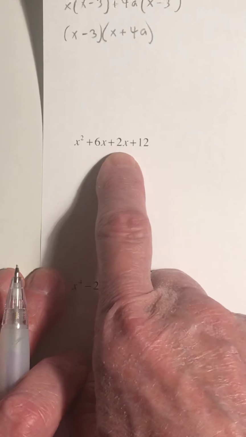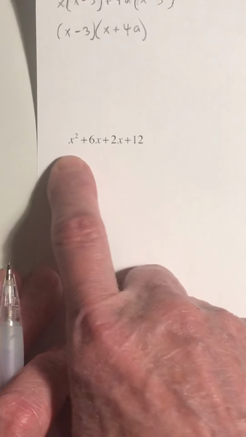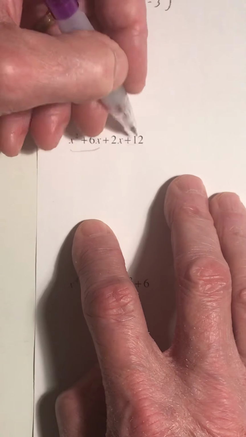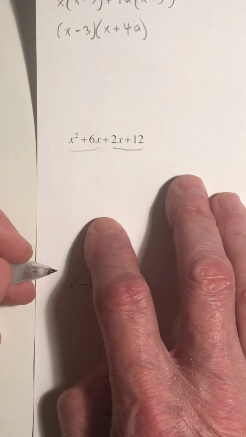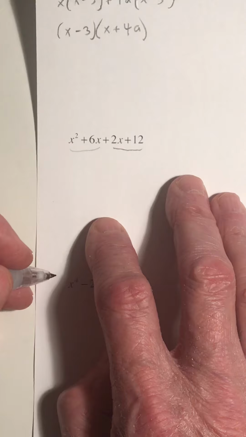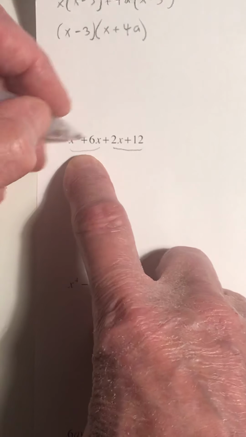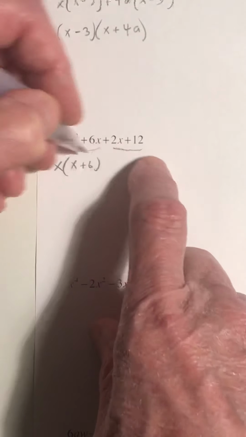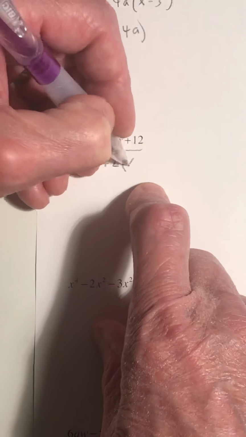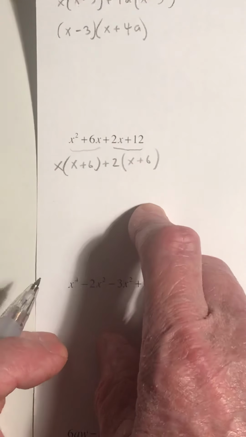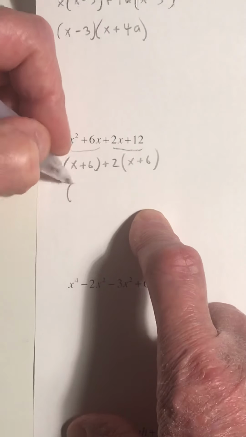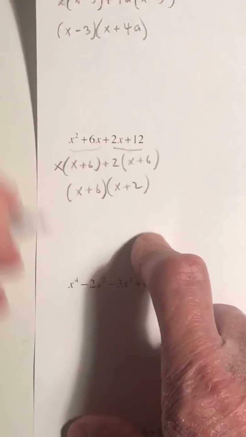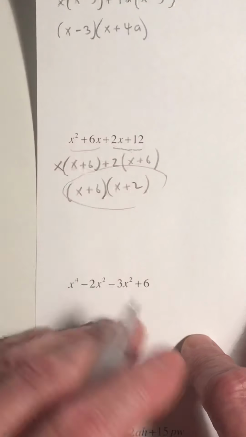You could add those terms in the middle, but then it wouldn't be any fun. We're going to do this the way it's written. I guess I could have added the terms back in the other one also. Factor out an x there, x times x plus 6, and then plus 2 times x plus 6. There's the matching binomial, x plus 6 times the other part, x plus 2. That's all done.